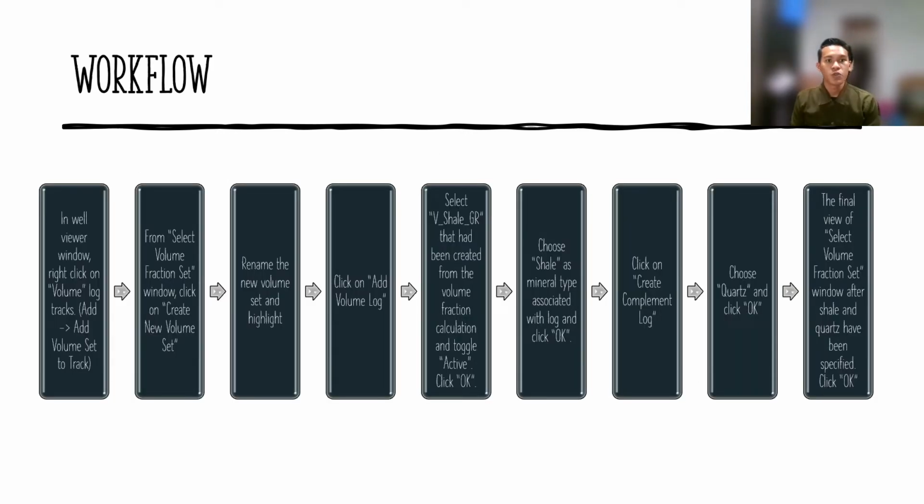For the workflow, we start with the in-well view window. We right click on the volume log track, then we add volume set to track. Then we select volume fraction set, create the new volume set, then rename it. Then we add the volume log, then we select the V shale GR, and then we choose the shale and click OK. Then we create the complement log, we choose quartz and click OK. And the last one is the final view of the select volume fraction set window after shale and quartz have been specified. Then we click OK.